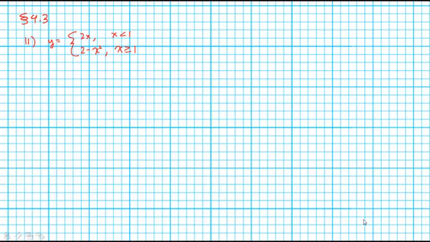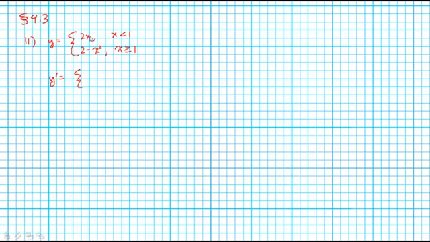Here's a recording of a solution to number 11 from section 4.3. We're asked to find on what intervals the graph is concave up or concave down. And of course, if we're going to look at concavity, we're going to look at the second derivative. But first we have to find out what y prime is.